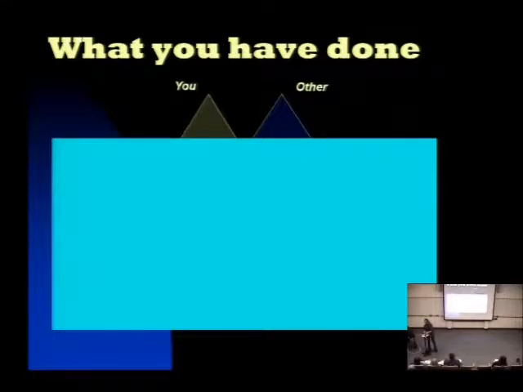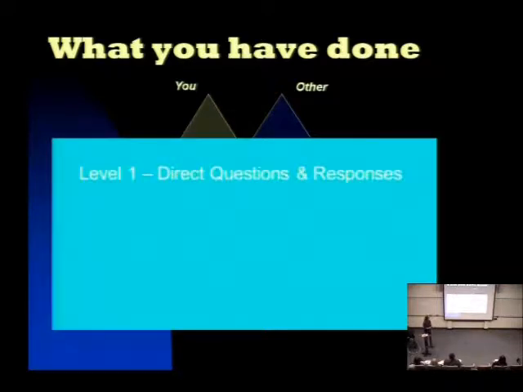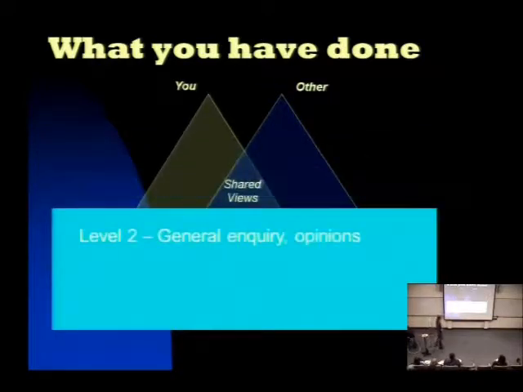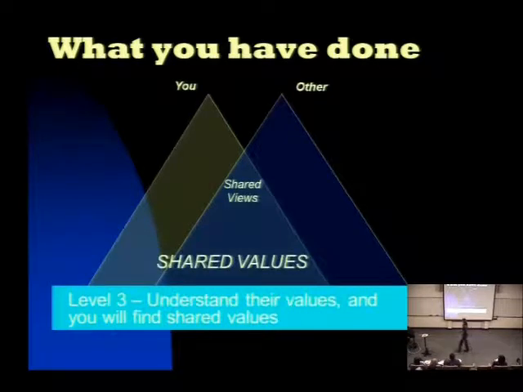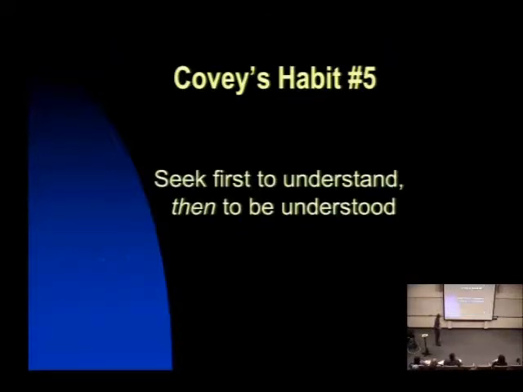Here's another visual to demonstrate what you've done. You've got you and the other. So first, you've got your direct questions and responses. You're still very different. They come from a different place, right? Well, then you start going to the second level of inquiry and opinions. What do they think about this? What do they think about the government? What do you think about your government? What's your life like in the United States? Finally, when you get down to level 3, you understand their values, you'll realize how much we're all the same. And you really drill down to the shared values that we all share.